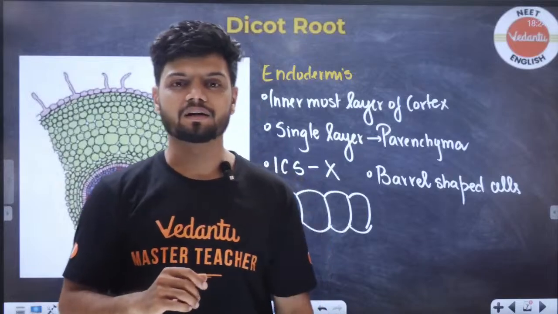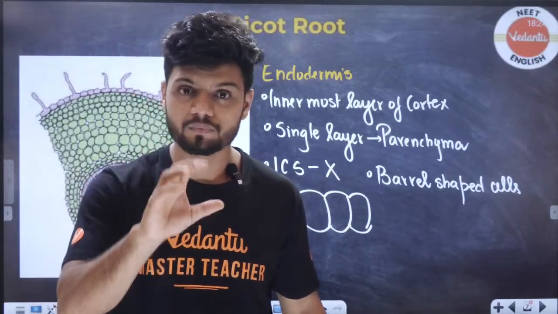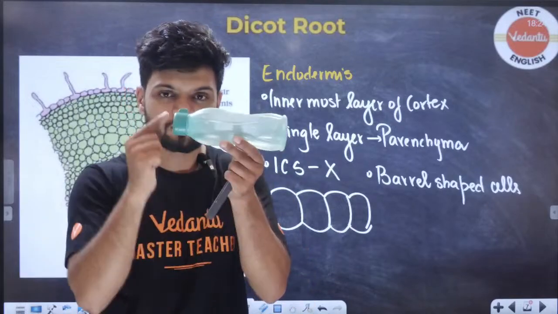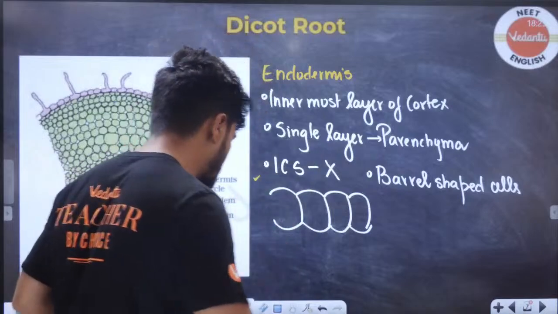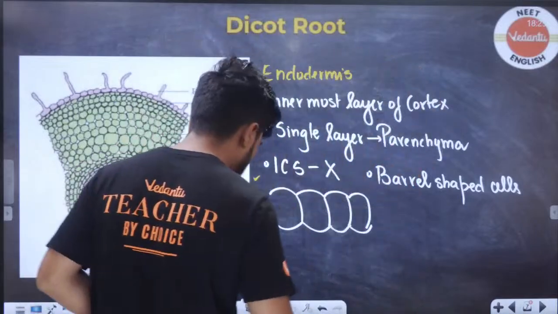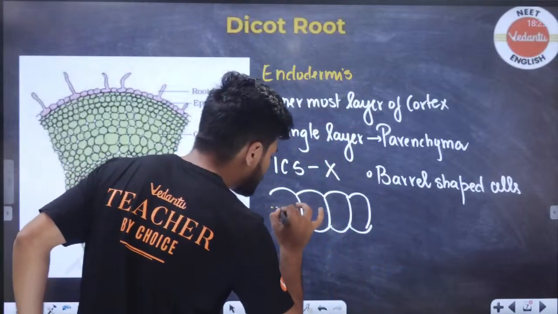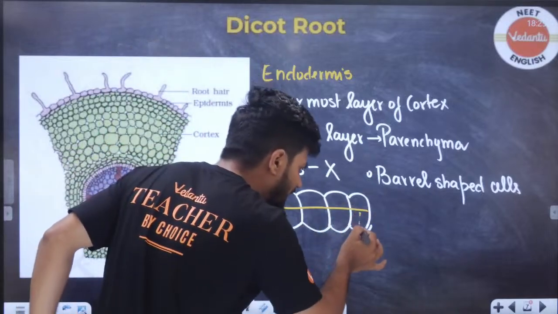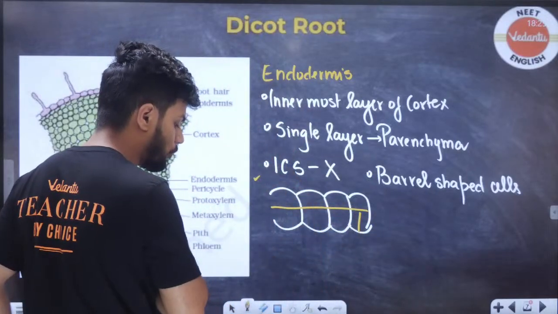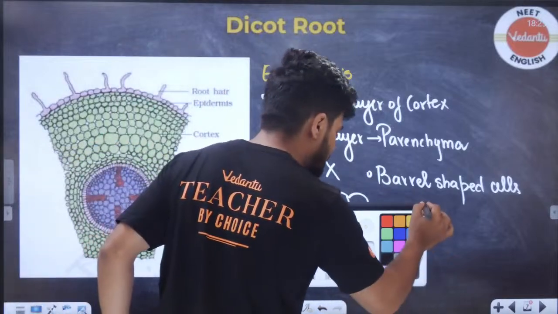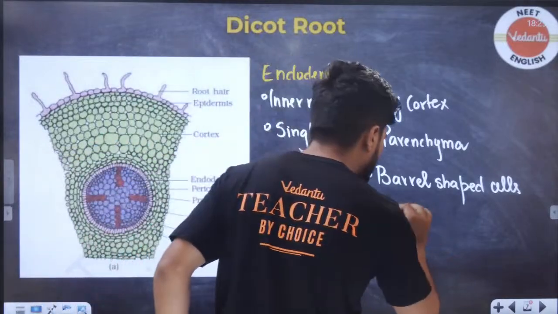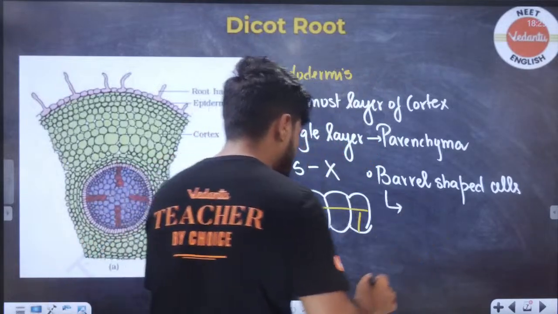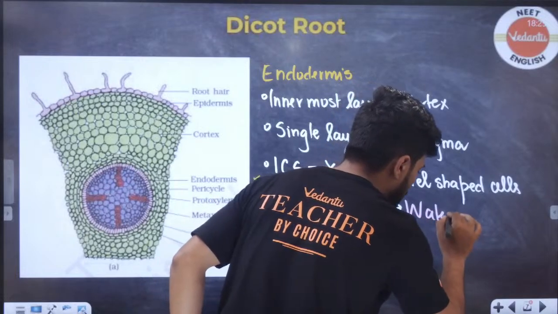Now I want you to understand how the suberin is attached there. Listen to me very carefully. This is called your tangential, radial. For example, this is a barrel shaped cell. In this barrel shaped cell, tangentially there is suberin deposition. Radially also there is suberin deposition. So here we have something called water impermeable in the barrel shaped cell.